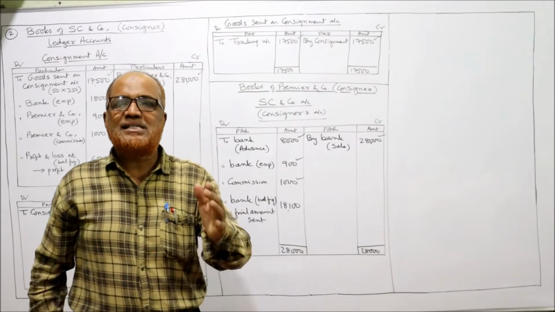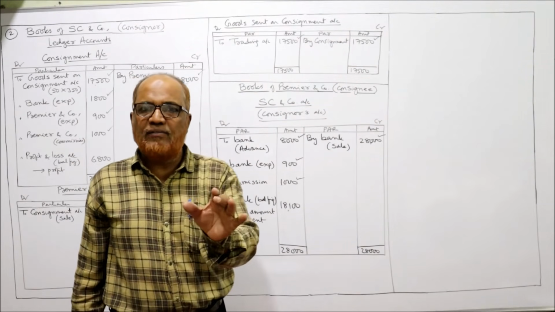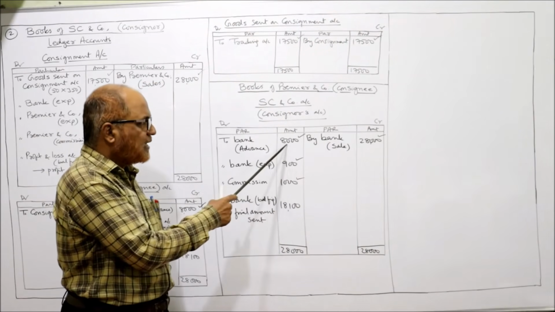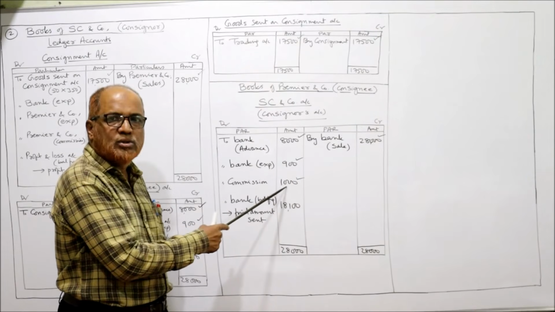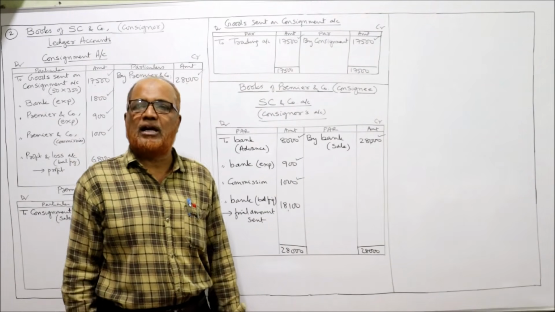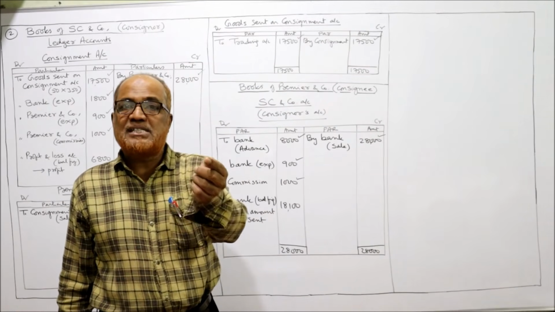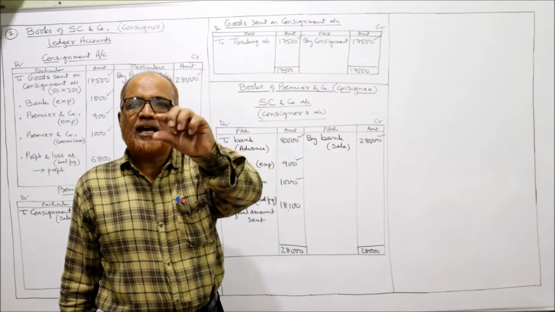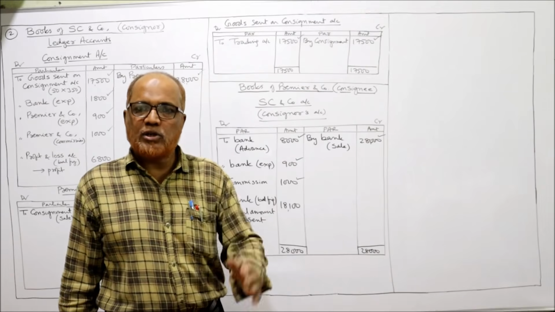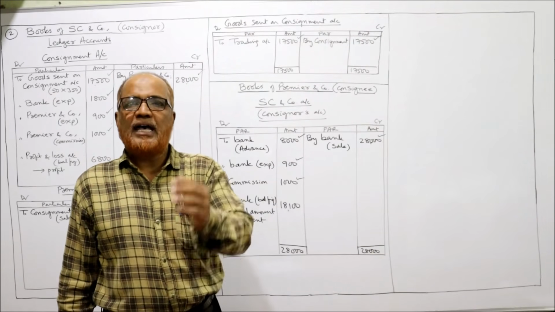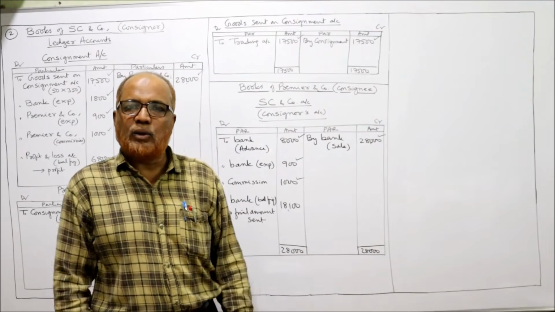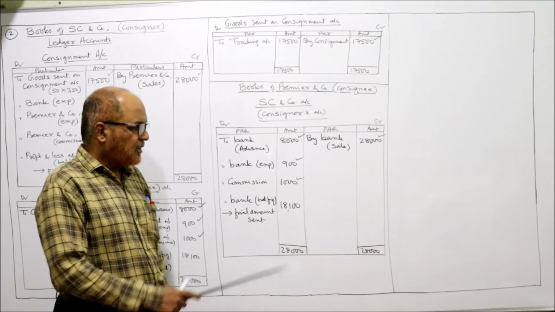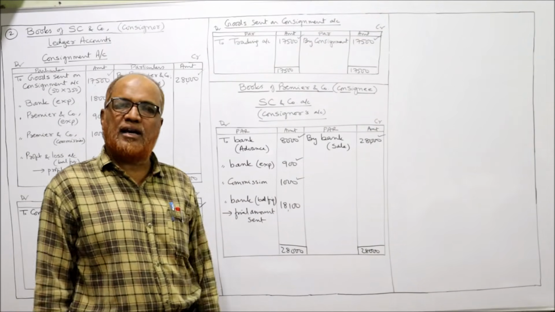Now final amount is sent through bank draft. The balancing figure we will find out. What is the total on the credit side? 28,000. From 28,000 deduct minus 8,000 minus 900 minus 1,000. The balancing figure is 18,100. Now 18,100 rupees should be sent by the consignee to the consignor. What is the entry? SC and Company account debit to bank. Because money is going out, so bank account is credited. So SC and Company debit side to bank, balancing figure. This 18,100 is the final amount sent by the consignee to the consignor.